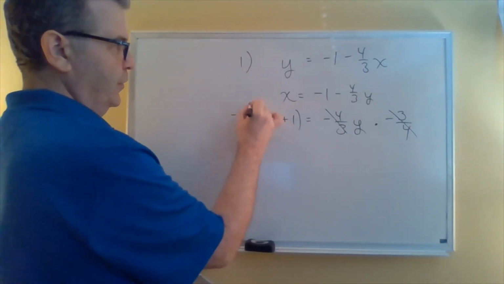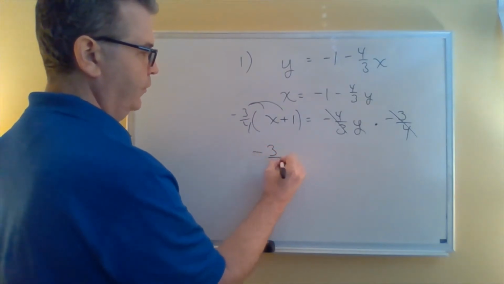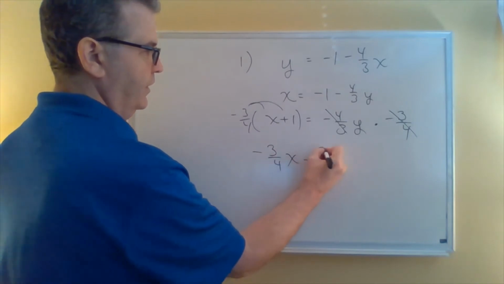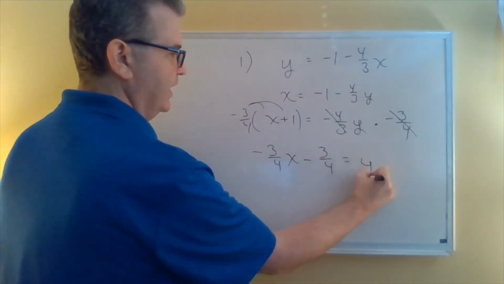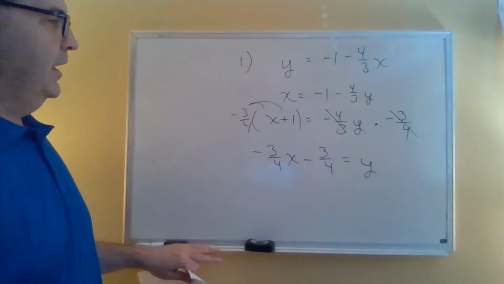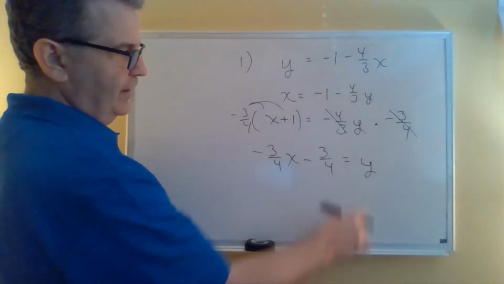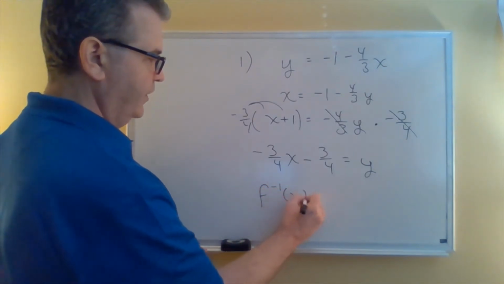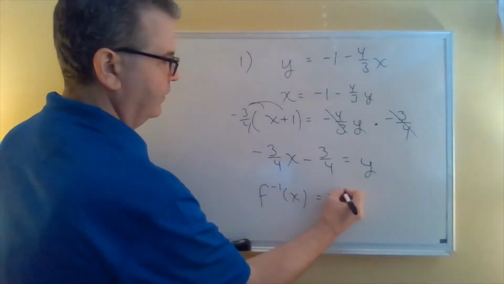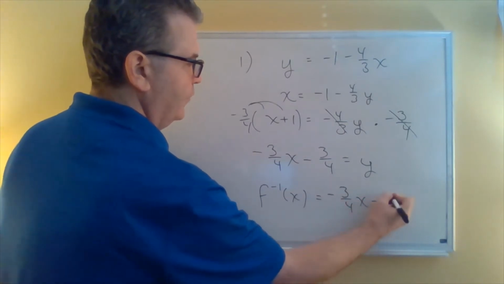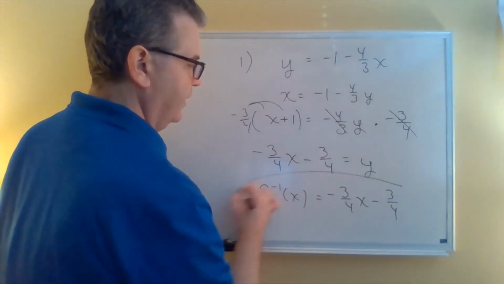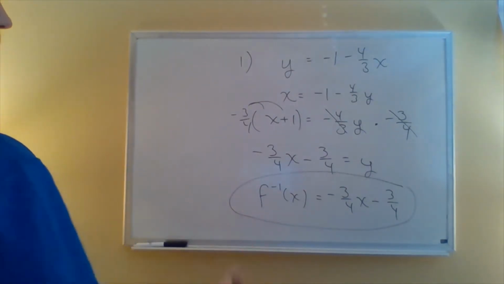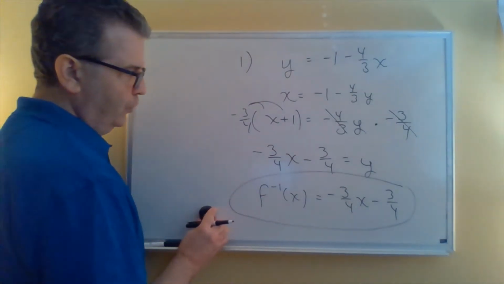After we do that, we'll distribute that through. We get -3/4 x, and then -3/4 times 1 is -3/4, and that equals y. Okay. Well, finally, all we have to do is just change this to our inverse notation. So that'll be f to the -1 of x equals -3/4 x minus 3/4. And there is our answer to number 1. We're going to roll on and work number 2.